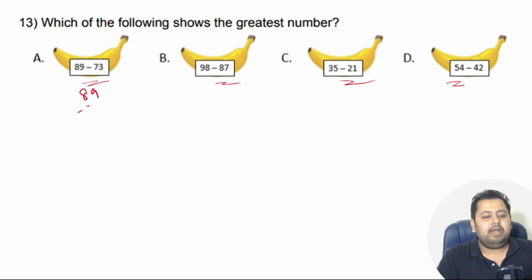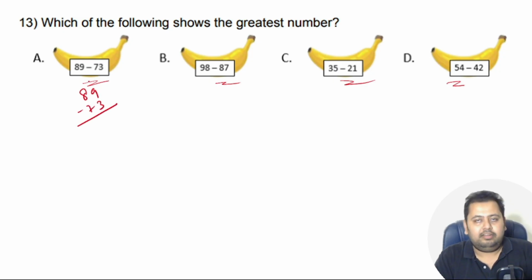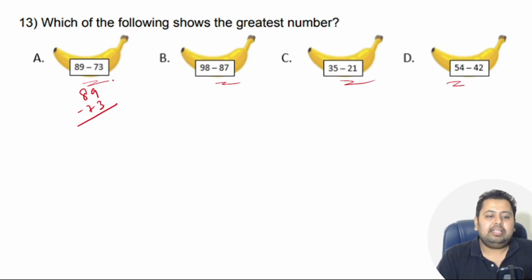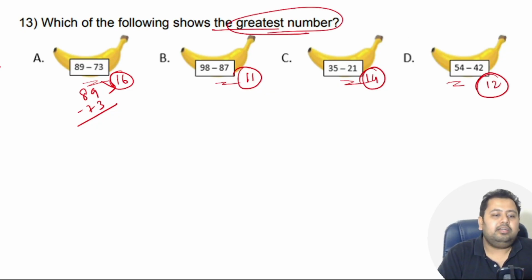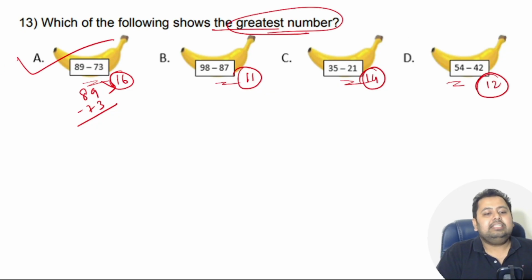So 89 minus 73. Now my subtraction is a little faster. I hope you would have taken your time and solved it first. So this is 16, right? I would not go and do all the subtraction by myself, so I hope you have already done it. 98 minus 87 is 11. 35 minus 21 is 14, and 54 minus 42 is 12. So which of the following shows the greatest number? It is option A, that is 89 minus 73 equals 16, the greatest number.